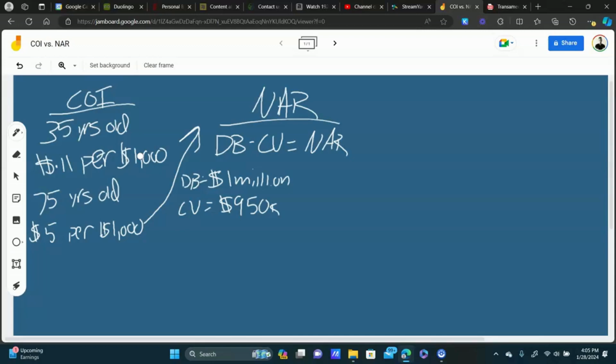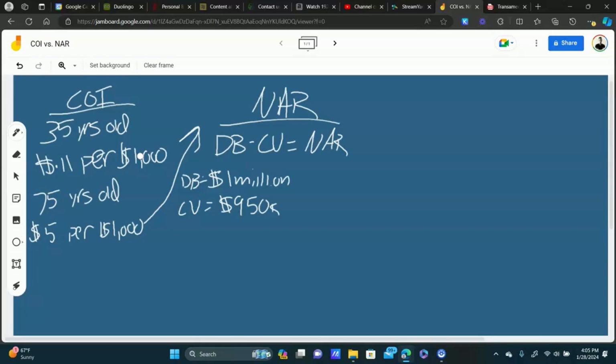So as the cash value grows, the difference between the death benefit and cash value, which is the net amount at risk, shrinks. So what you're actually charged every year for your cost of insurance goes down. That is true. But to say that your cost of insurance goes down every single year, that is very misleading, because your cost of insurance goes up every single year exponentially as you get older.